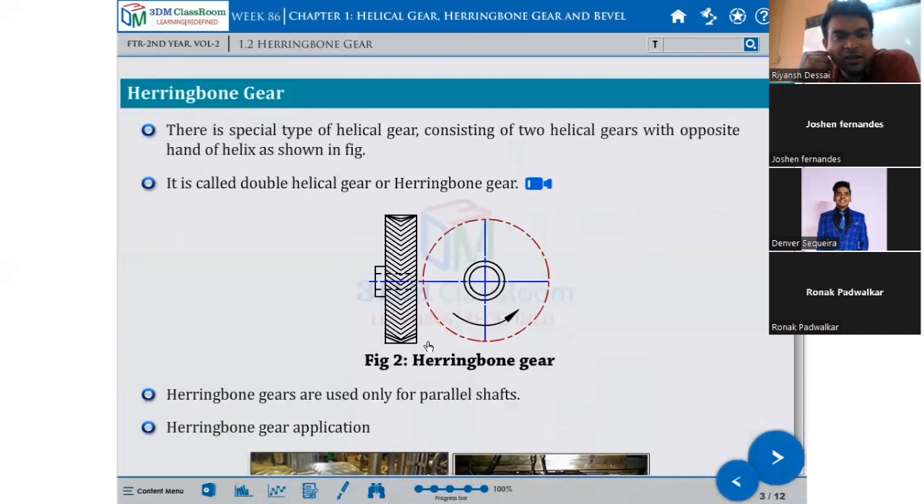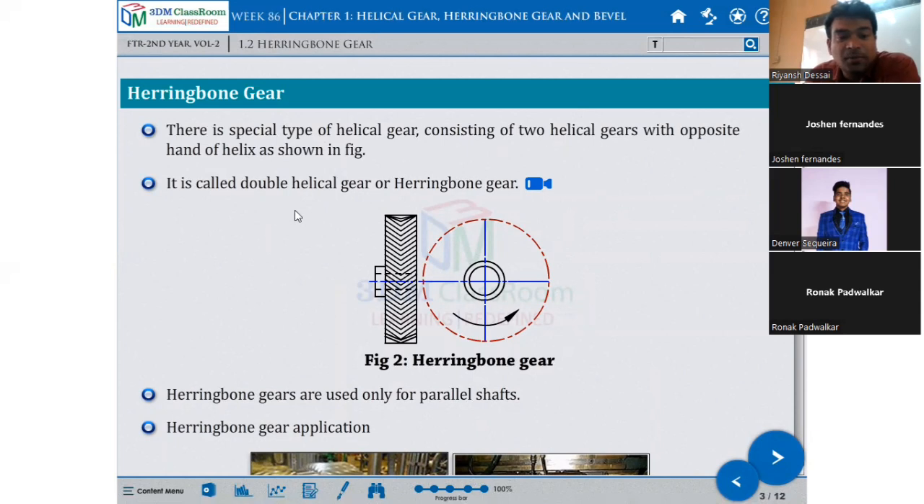Now, herringbone gears. After helical gears, we have another type of gear called herringbone gear. Here the tips are in the middle. It is half inclined like this, in a V shape. It is a special type of helical gear, consisting of two helical gears with opposite hand of helix. So the herringbone gear is a modification of the helical gear.